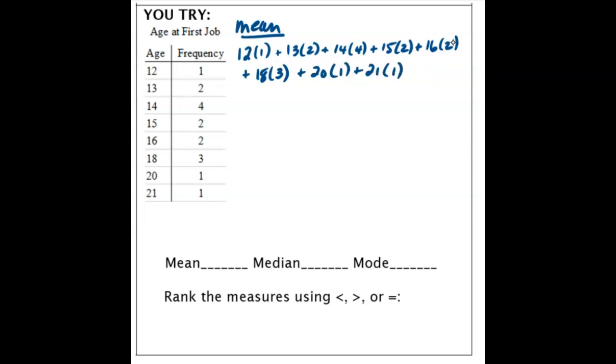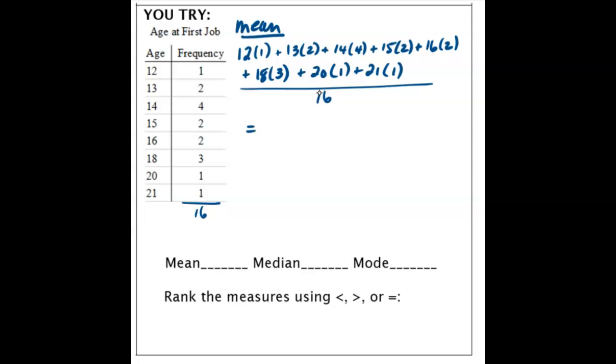So that would be the sum of all of my ages, and then I would have to divide it by how many ages I have total. The easiest way to total that up is by just taking your frequency column and adding up all the numbers. So if I add all those numbers up, it gives me 16. So I'm going to be dividing that sum that's in the numerator of my fraction by 16.